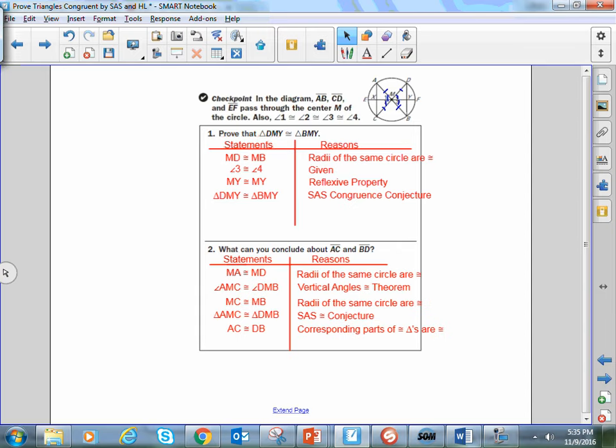what I was able to say is that MA and MD are the same because they're the radius of the same circle. AMC and DMB, those are vertical angles, so they're the same. MC and MB also are congruent to each other because they're the radius of the same circle. So the triangles AMC and DMB have to be the same. So that means that AC and DB would have to be the same because corresponding parts of congruent triangles are also congruent to each other.